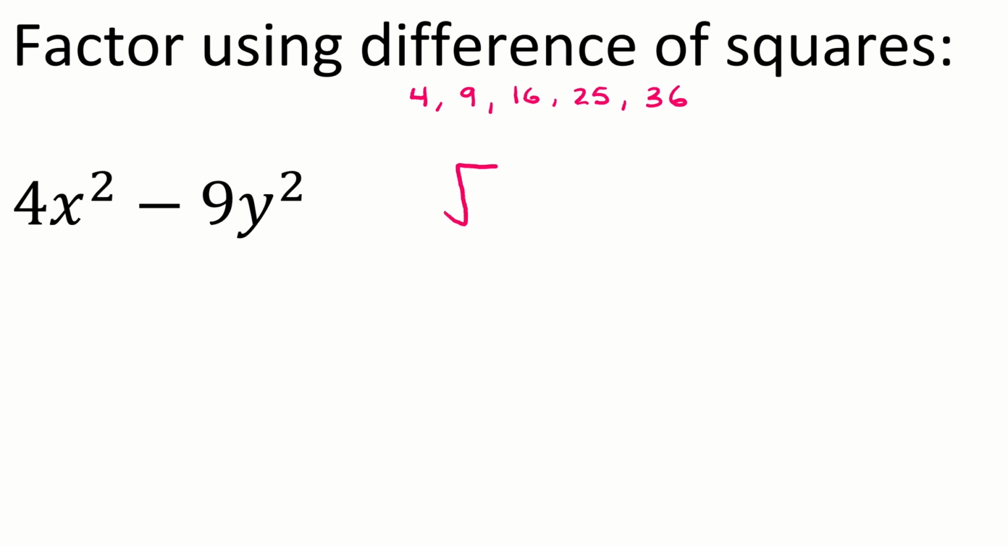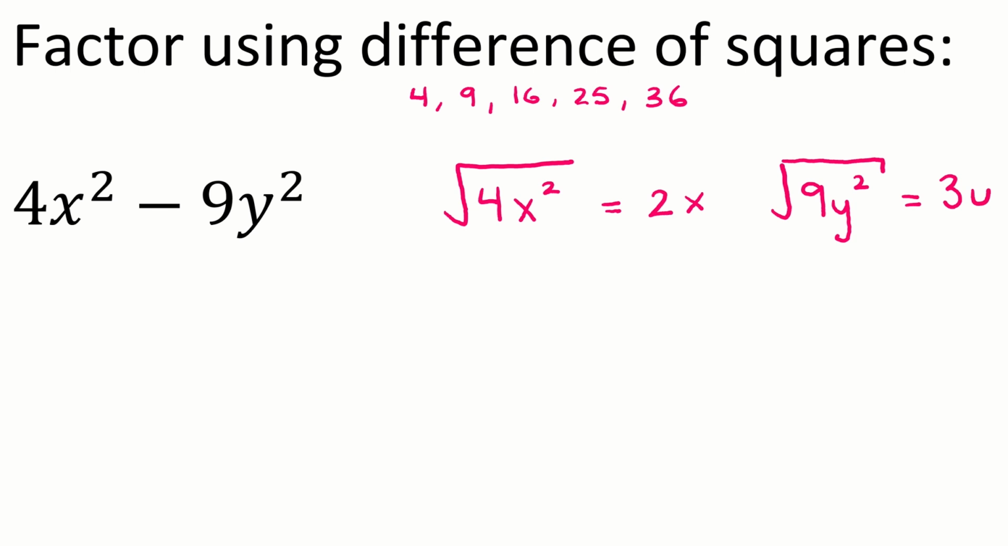So I'm going to take the square root of 4x squared. The square root of 4 is 2. The square root of x squared is x. And I'm also going to take the square root of 9y squared. And here, the square root of 9 is 3. The square root of y squared is y. So I've square rooted both of these terms.